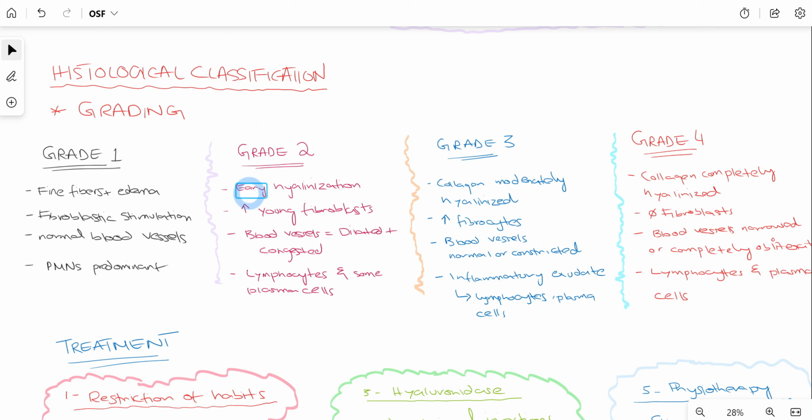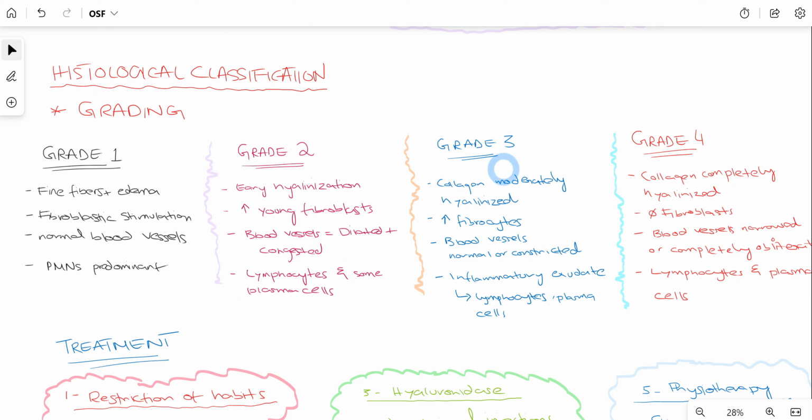There will be increased, or there will be early hyalinization. There will be increased fibroblasts. Now, blood vessels will either be dilated or there will be congestion, mainly because of fibrosis. Now, lastly, there will be lymphocytes and some plasma cells as well.